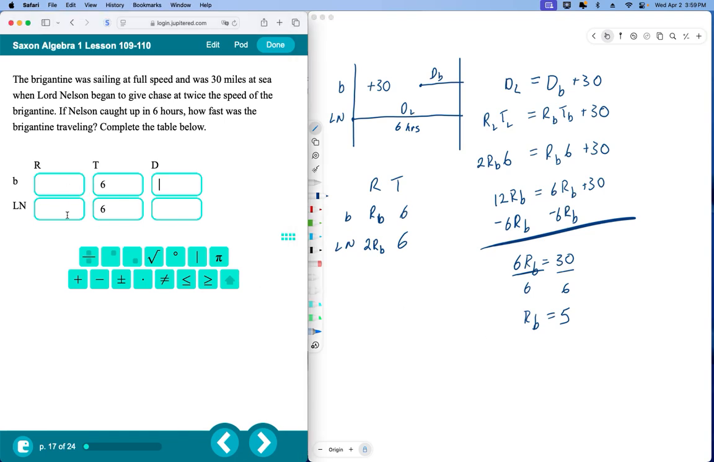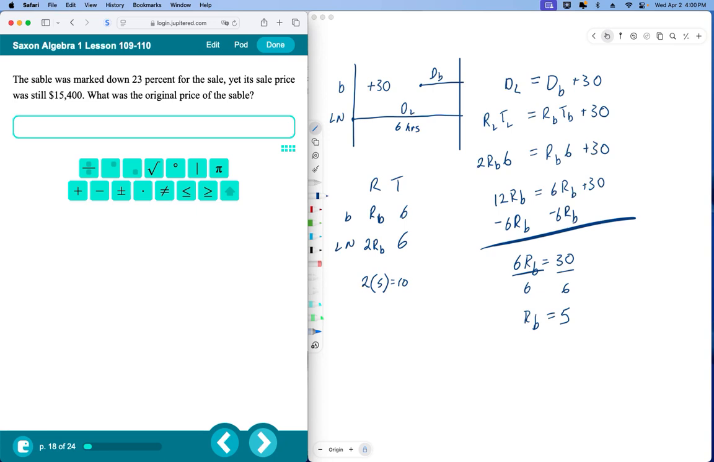Okay, so if the rate of the brigantine is 5 and Lord Nelson is 2 times the rate of the brigantine, so 2 times 5 is equal to 10. So that's his speed. So the distance that the brigantine went, that's 5 times 6, that's going to be 30. And 10 times 6 is going to be 60. And that would be how we would finish that. And that's correct. All right, and then the next one you had trouble with was the sable.